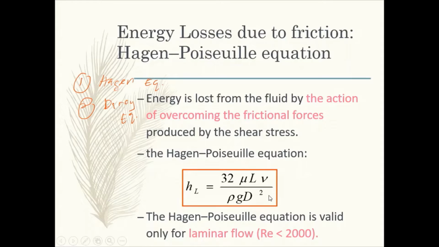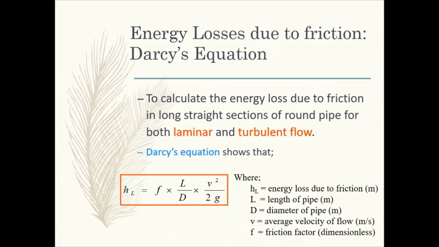But the limitation of this equation is that it is only valid for laminar flow, which is when the Reynolds number is less than 2000. So this equation can only be used for laminar flow. How about turbulent flow? Let's say the Reynolds number is greater than 4000. For turbulent flow, we need to use the Darcy equation.